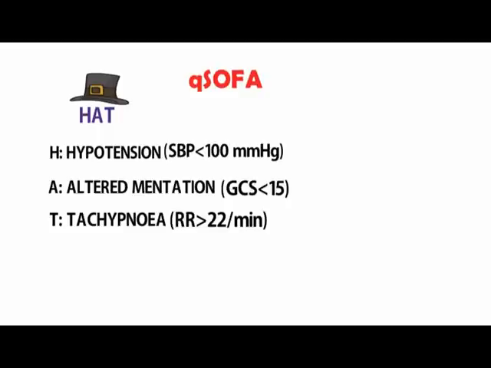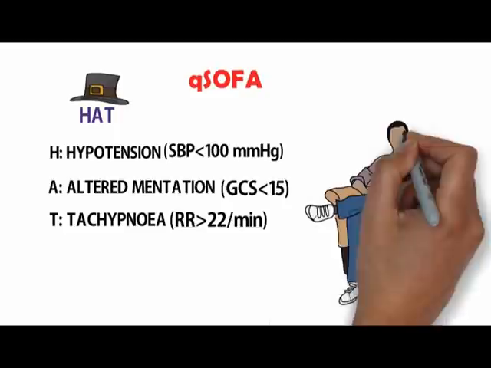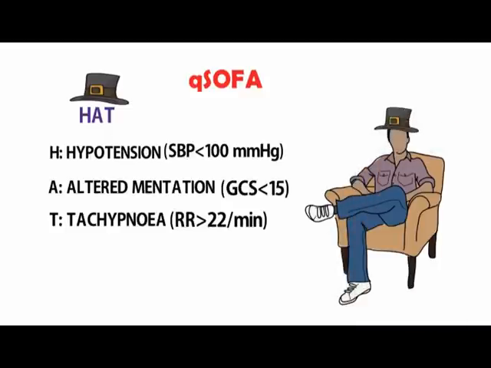Now in various scoring systems, we have different values of SBP and respiratory rate. So how to remember these values of qSOFA? Just remember this guy sitting on a sofa wearing a hat. He is sitting on his bums on the sofa. So remember SBP with 100, two zeros for bums. Also in case of respiratory rate, it is 22. So 2 stands for 2 bums. So this is how you can remember.